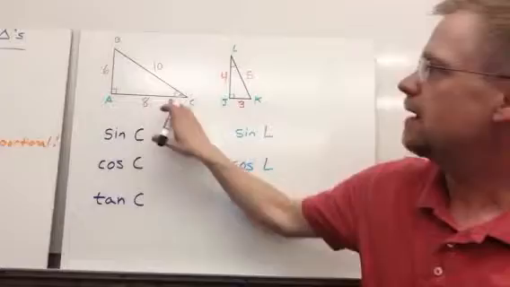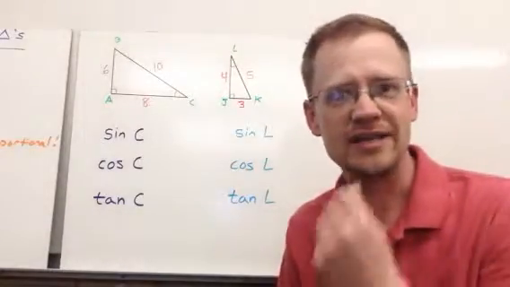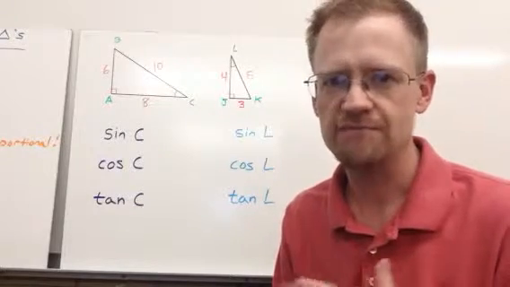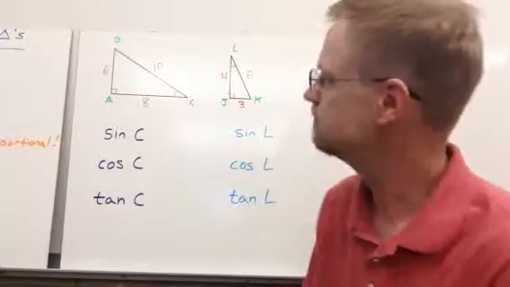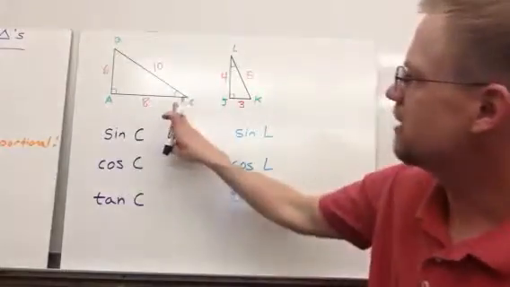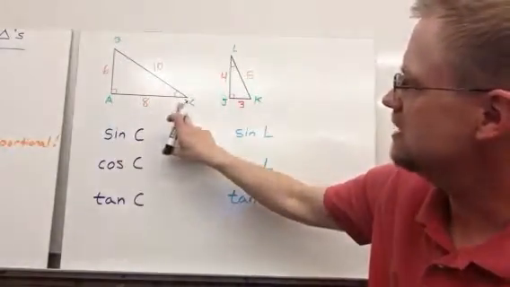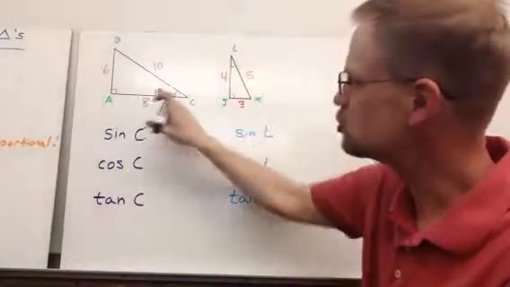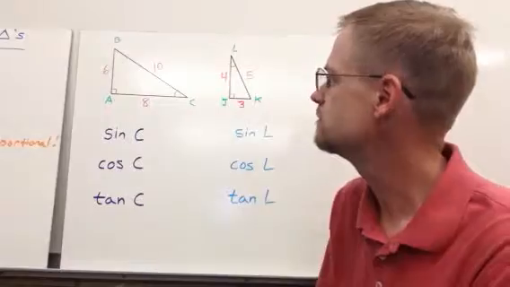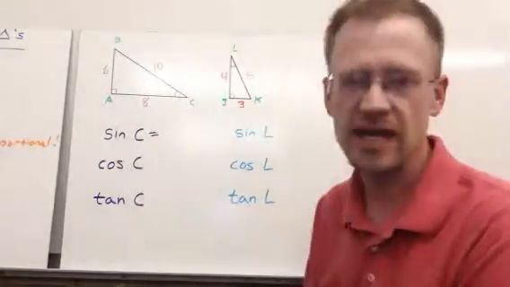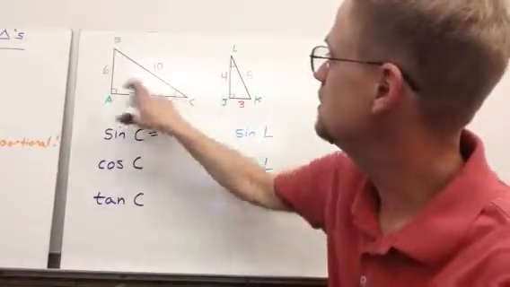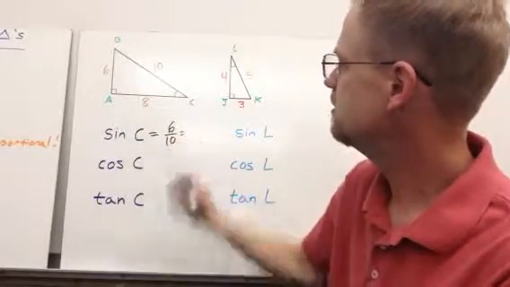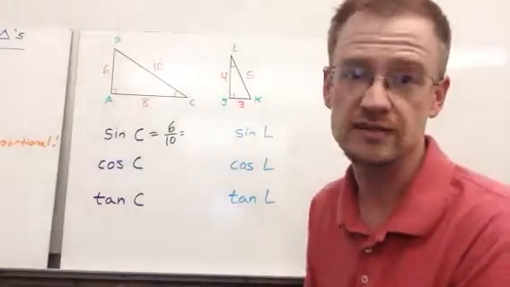Okay. I've copied down these triangles again, and I also went ahead and calculated the lengths of the hypotenuse. I used the Pythagorean theorem to do that. You should have plenty of work on that by this point. So, let's start by comparing the sine of angle C to the sine of angle L in these two similar but different triangles. Well, sine is the opposite over the hypotenuse. Opposite is 6, hypotenuse is 10. We have a fraction of 6/10, and we can reduce that to 3/5.